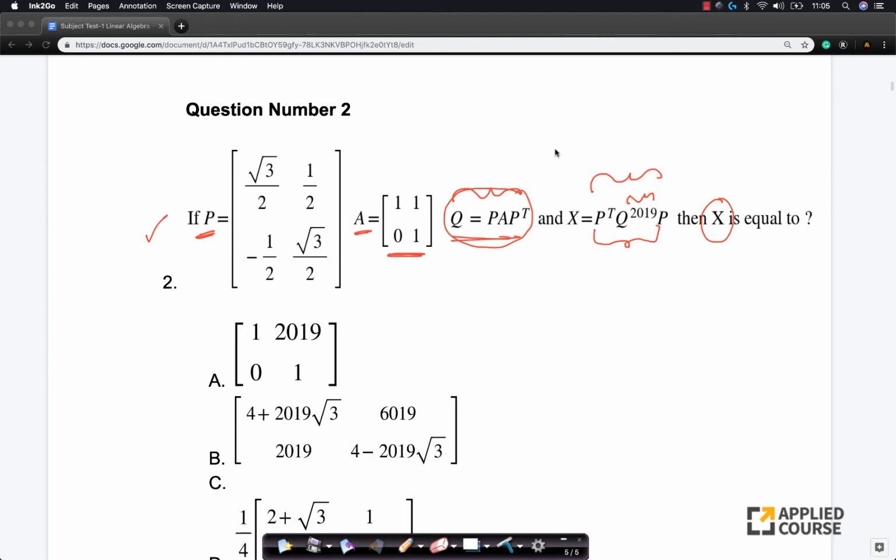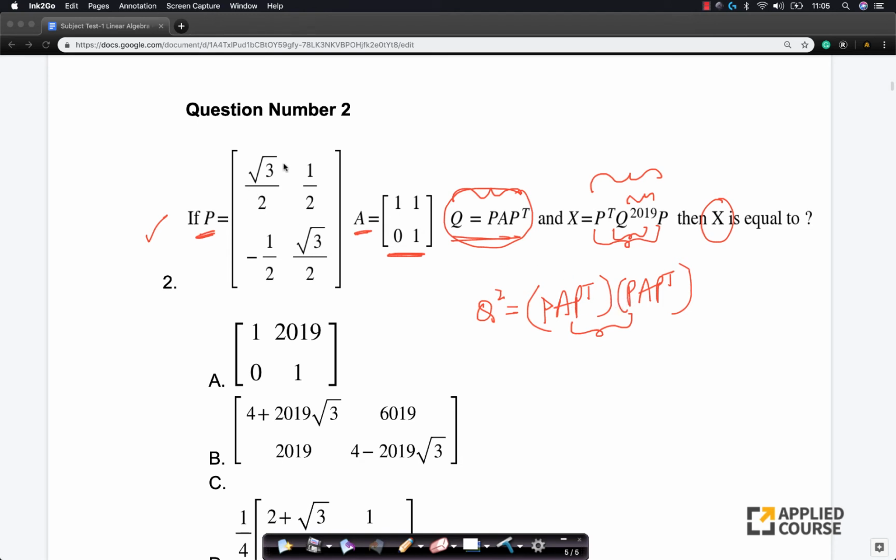Okay, so the moment I see this question, I think, okay, what is Q square now? Because I need to compute Q power 2019. What is Q square first? Let's actually look it up. Q square is P A P transpose multiplied by P A P transpose. Okay, now I have this P transpose into P. And what if P transpose is same as P inverse? Then these both will cancel out.